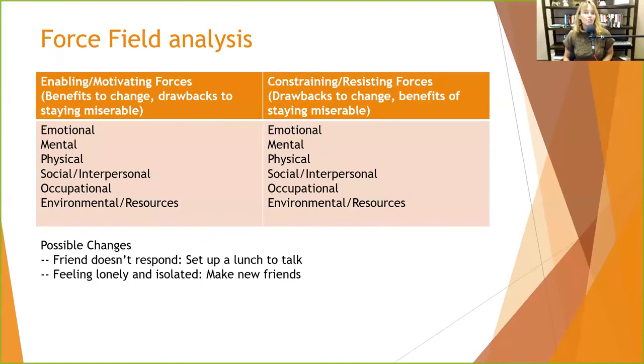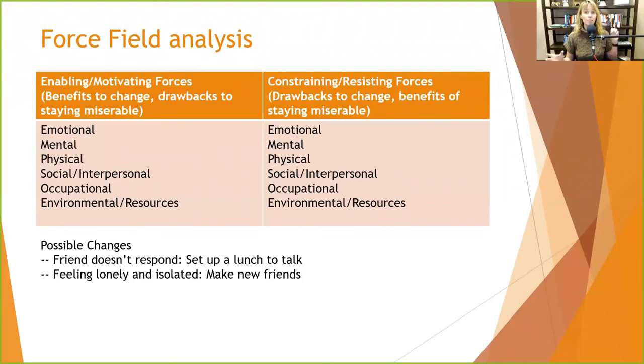Once you come up with those ideas, you can do a force field analysis. So for each thing, you identify the motivating forces and the resisting forces. If your friend doesn't respond to a message that you sent them, now your mind can go crazy thinking about all the reasons that person isn't responding. One solution to this may be to set up a lunch with that person to talk.